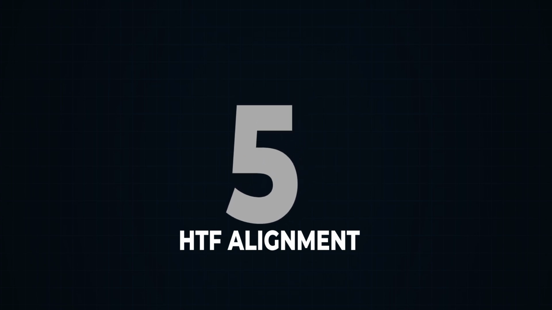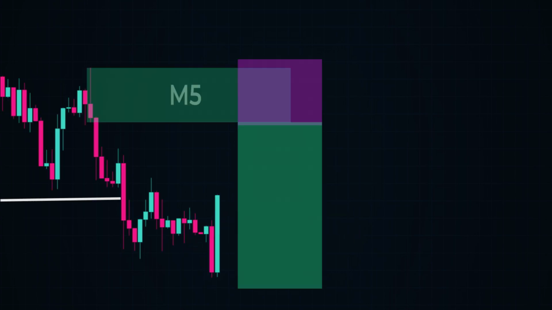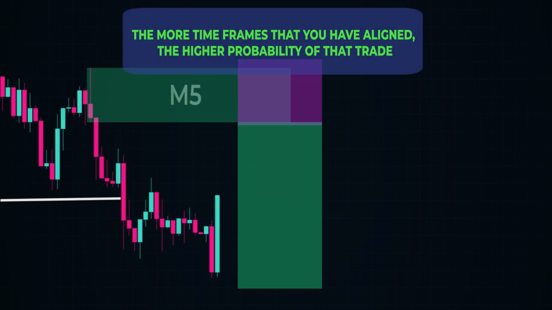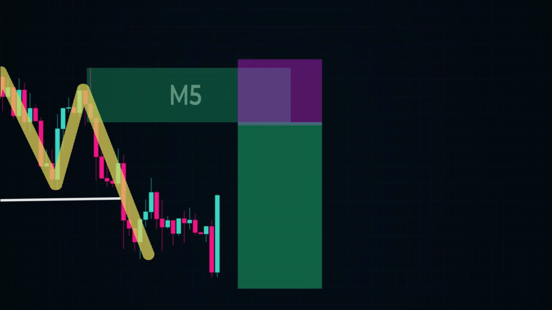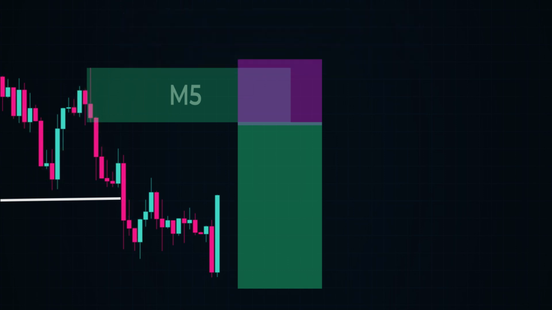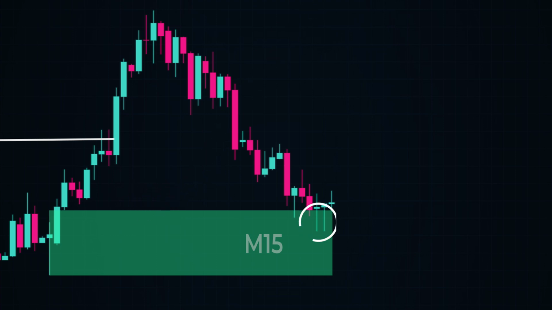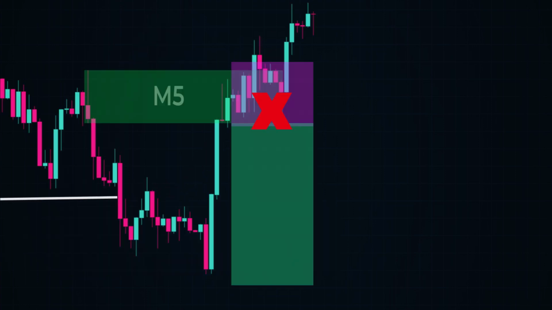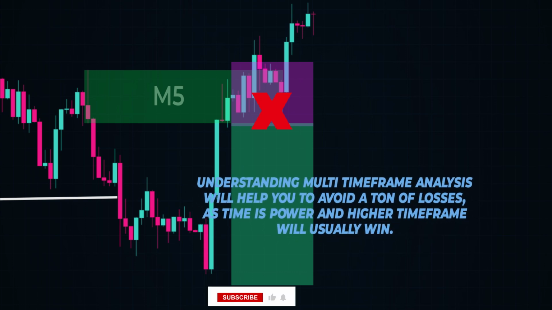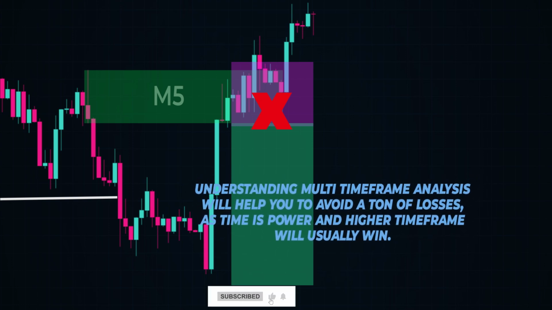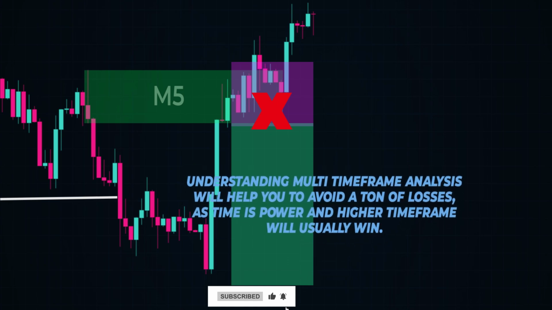Number 5, do you have alignment with the higher time frames? The more time frames that you have aligned, the higher the probability of the trade. Here, it might look like a high probability sell to follow the bearish trend on the M5, but the M15 is bullish, and it's just mitigated the M15 demand at the strong M15 low. So now the M5 is likely to also switch bullish. Understanding multi-time frame analysis will help you to avoid a ton of losses, as time is power, and higher time frame will usually win.